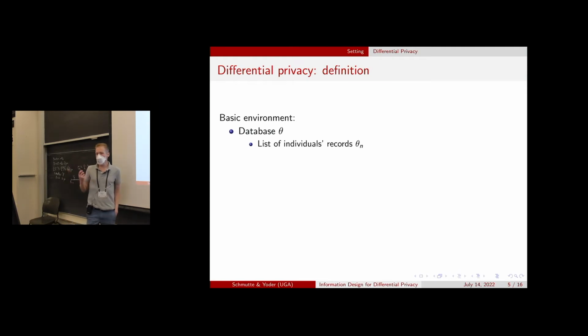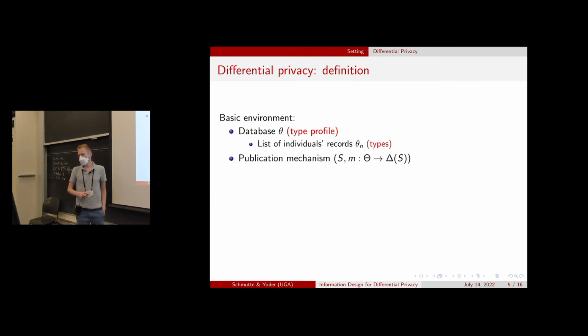So to make this concrete, I want to describe what the differential privacy criterion says in general. In the basic environment where differential privacy applies, we've got a database that I'll call theta, composed of a bunch of records, theta_n, for individuals. Or to use more familiar terminology for economists, you can think of the individuals' records as being their types, and the database as being the type profile. The thing that differential privacy applies to is a publication mechanism, a map from the set of possible databases to distributions over some set of outputs, or what an economist might call a signal.